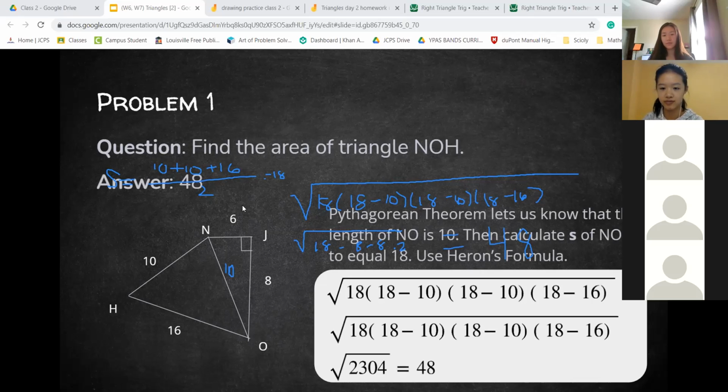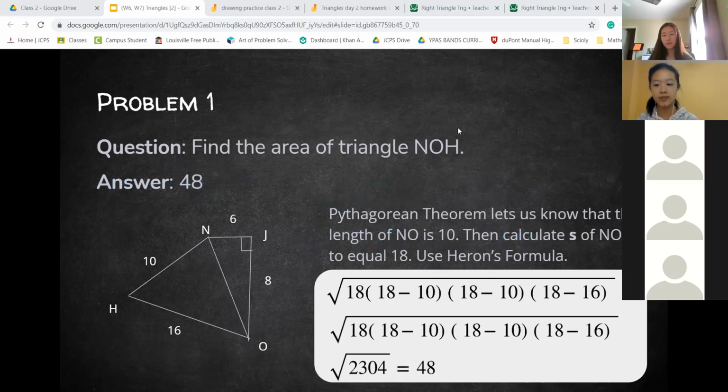Wait, how'd you get 48? 18 times 8 times 8 times 2 is 2,304. And then if you square root that, it gives you 48. You might have typed it into your calculator weird. Yeah, I did. Okay.